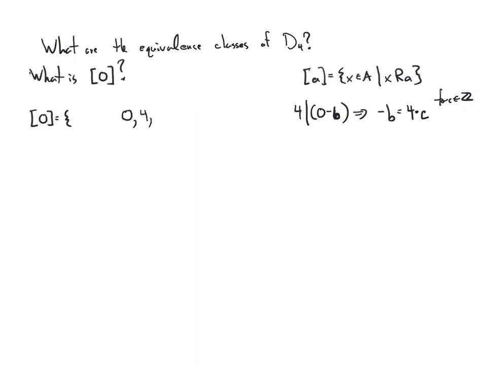So in the positive direction, 4, 8, 12, 16, 20, 24, etc. And in the negative direction, if c equals 1, we get negative 4. When c is 2, we get negative 8. When c is 3, we get negative 12, etc. And it keeps going in the negative direction too. So these are all multiples of 4. So the equivalence class of 0 is all multiples of 4.